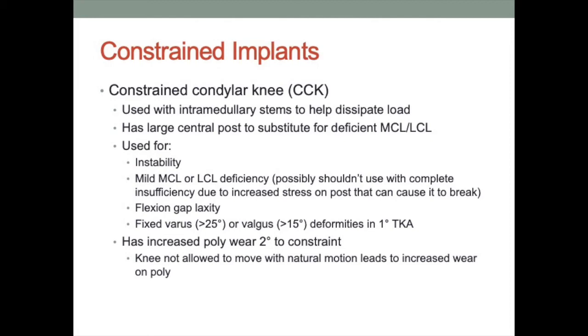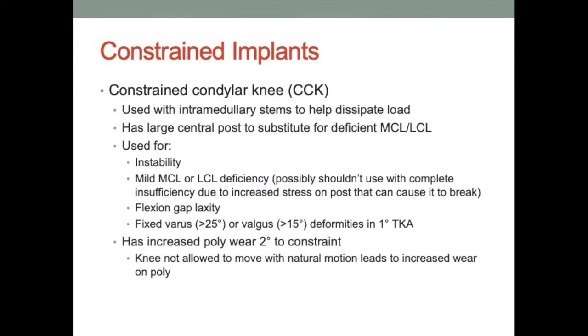It does have a large central post to substitute for a deficient MCL or LCL, and it's used for instability, mild MCL or LCL deficiency, and again, you can also repair those ligaments at the time, and especially if you have flexion gap laxity or fixed varus deformities greater than 25 degrees or valgus greater than 15 degrees. It has increased polyethylene wear, possibly secondary to the constraint.